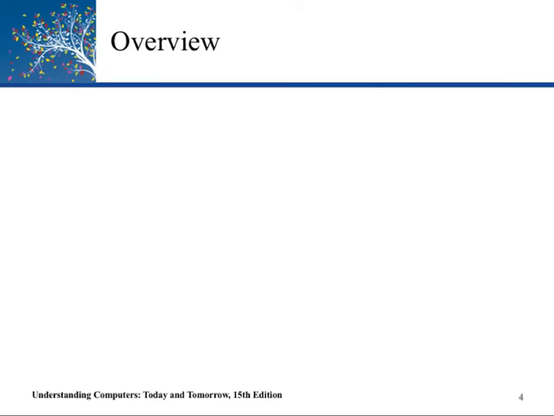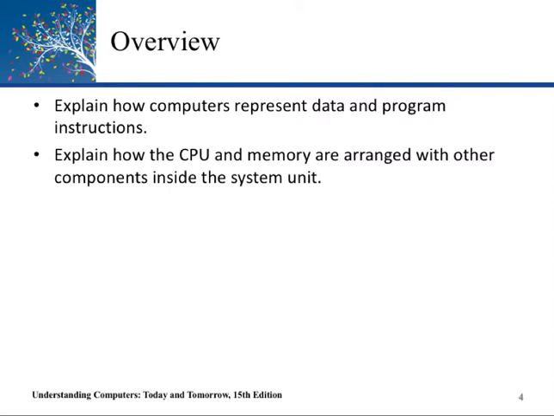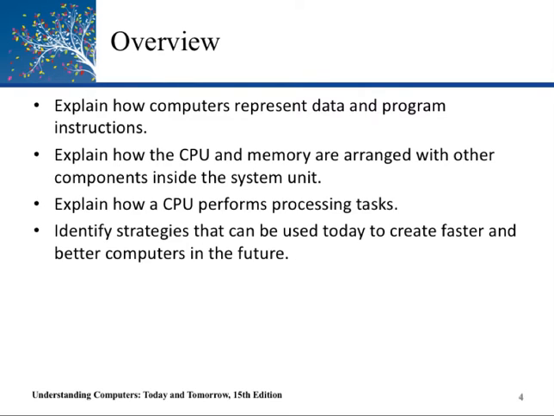A brief overview of what we're going to look at today: we're going to see how computers represent data. We're going to explain how memory and the CPU are arranged with one another. We're going to look inside of that chip, that black box that makes all the magic happen. We're going to find out how the CPU performs tasks, how it does processing. And then we're going to see how we can make faster and better computers in the future. So the overview is very similar to our learning objectives. So first and foremost, let's talk about how data is represented in a computer.